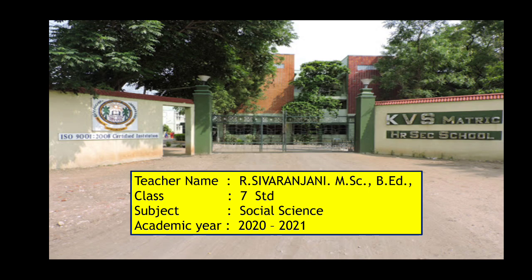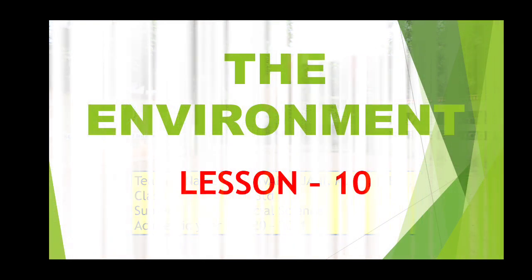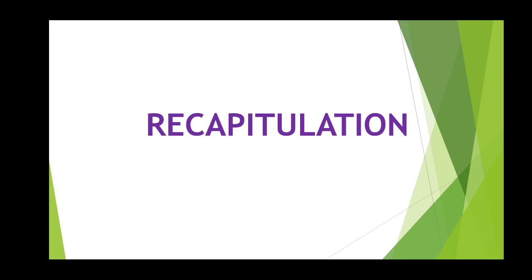Already, we have started a new lesson in geography, the environment. Today, we will have a small recap of that lesson and we will move on to the next heading. The word environment means the surroundings or conditions in which a person, animal, or plant lives or operates.